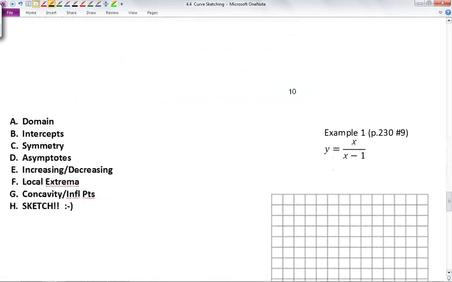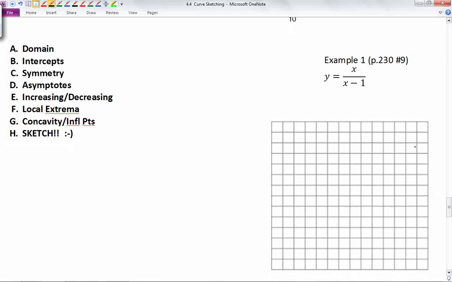Okay, excuse me. Let's take a look at an example then, and I've summarized or listed our steps, just a short word for each one, to remind us what steps we go through to sketch this curve. Okay, so here's example 1, this function right here. Okay, well, let's start with the domain. What is the domain of this function?